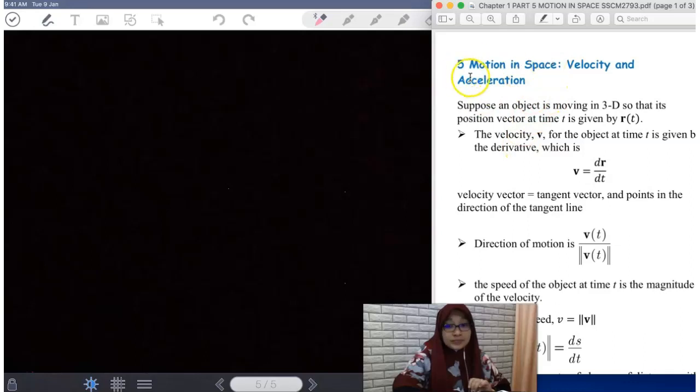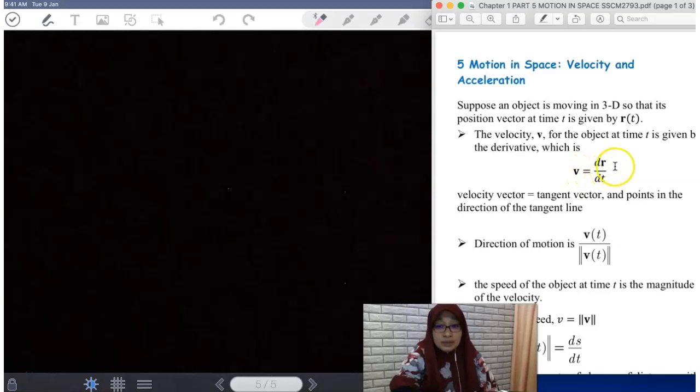Okay. So here, the topic is focusing on the application of motion in space, where we have the velocity, we have speed, we have acceleration. Using the vector function, as we know, when we have the vector function in terms of t, it's just like a particle movement, right? The particle path. Then you can evaluate the velocity of that moving particle. So using the vector function, the velocity vector v is given by the derivative of the vector r.